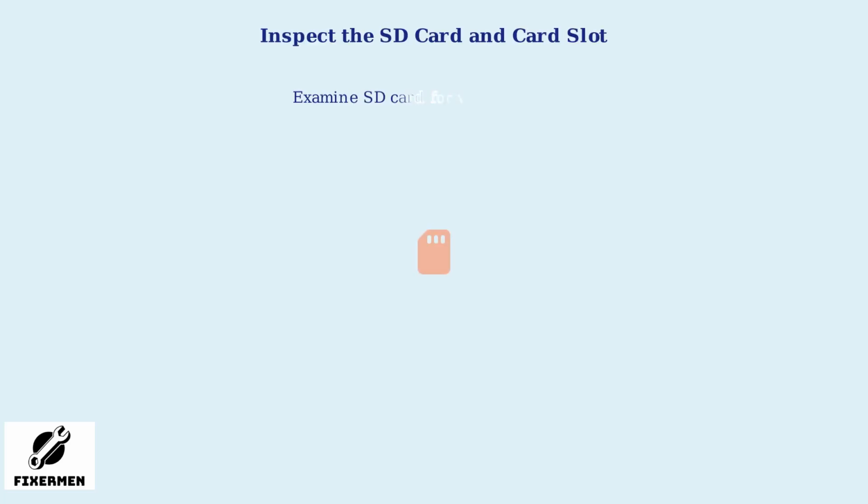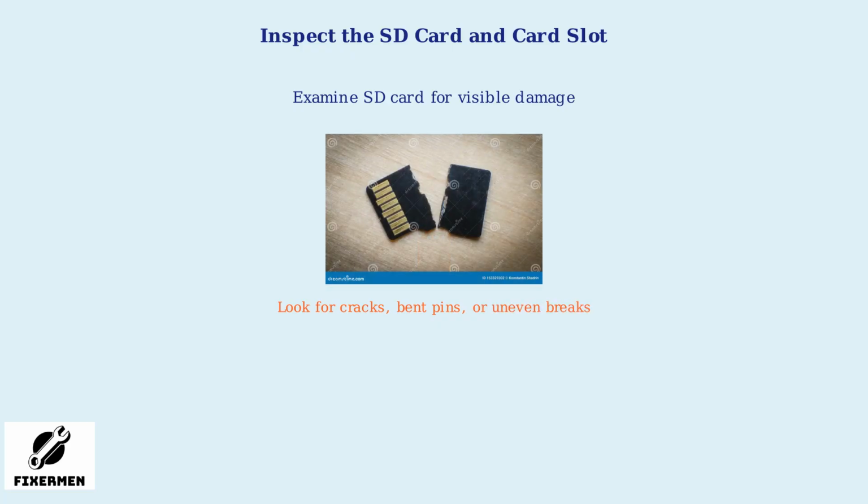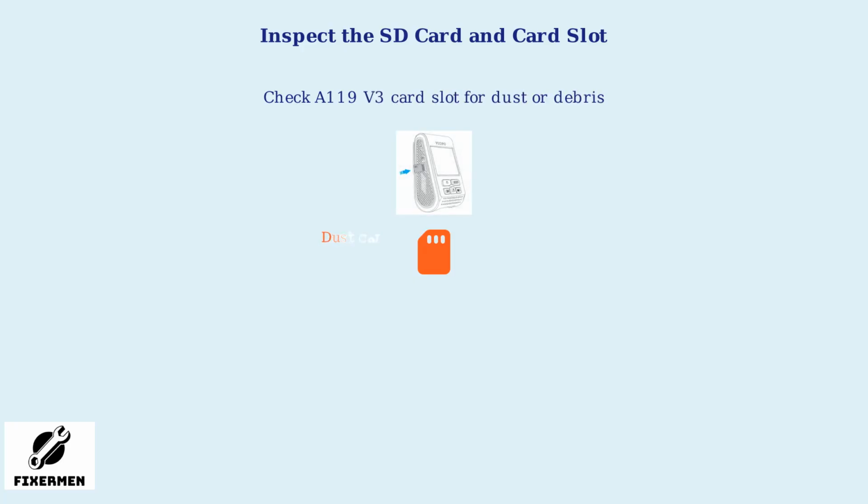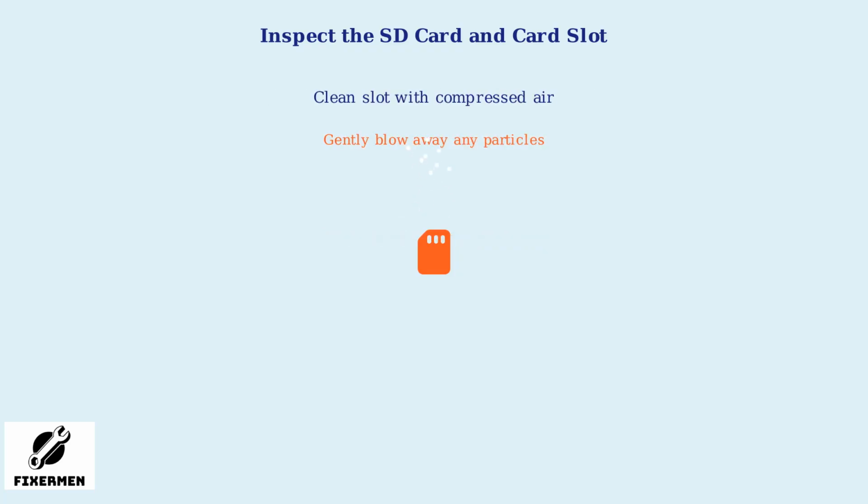Begin by carefully examining the SD card for any visible damage. Look closely for cracks, bent connectors, or uneven breaks that could prevent proper recognition. Next, inspect the A119 V3's card slot for accumulated dust or debris. A dirty slot can interfere with the electrical connections needed for card recognition. Use compressed air to gently clean the slot. Blow short bursts to remove dust without damaging internal components.